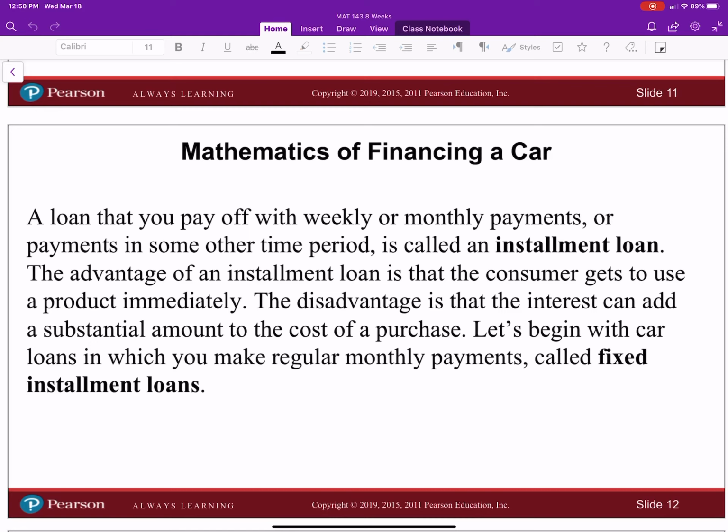So, mathematics of financing a car. A loan that you pay off with weekly and monthly payments or payments in some other time period is called an installment loan. The advantage of an installment loan is that the consumer gets to use a product immediately. The disadvantage is that the interest can add a substantial amount to the cost of purchase. Let's begin with a car loan in which you make regular monthly payments, which is called a fixed installment loan.